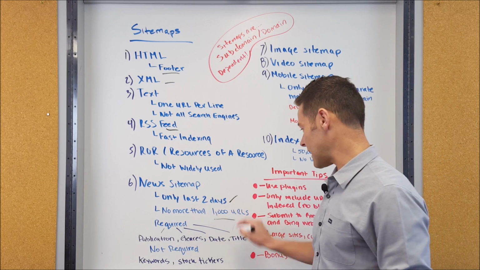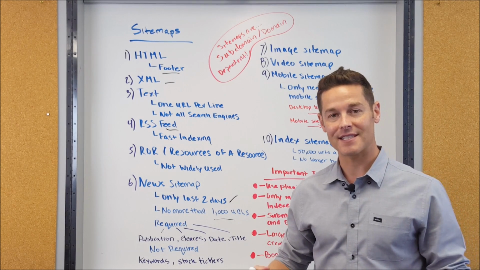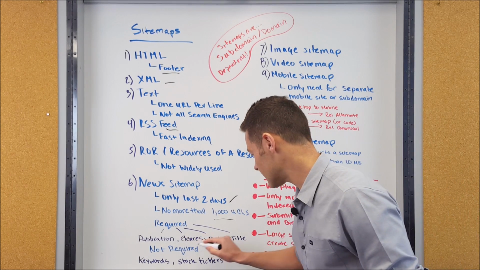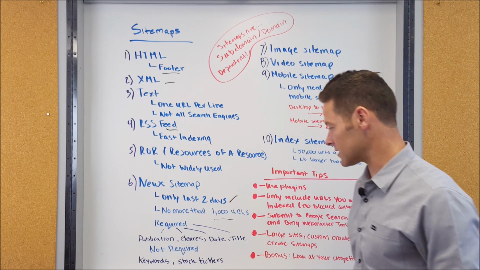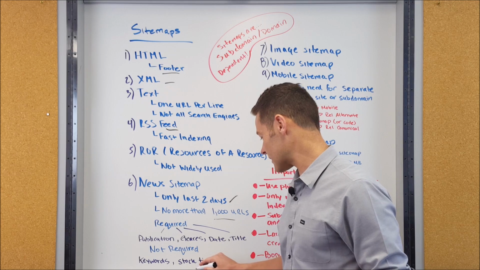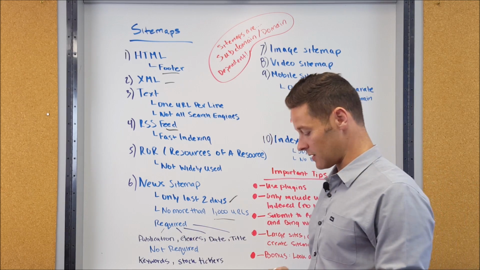And no more than 1,000 URLs. Inside of that news sitemap, you have to specify the publication, the genre, the date, and the title, but you don't necessarily need to specify the keywords and the stock tickers, though you can if you like. So that's a news sitemap.